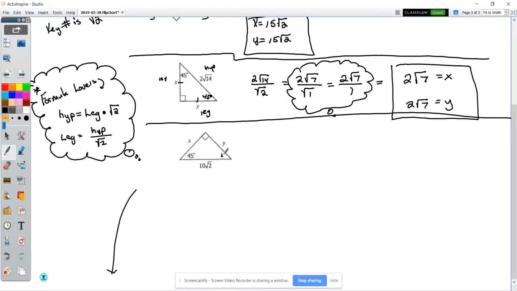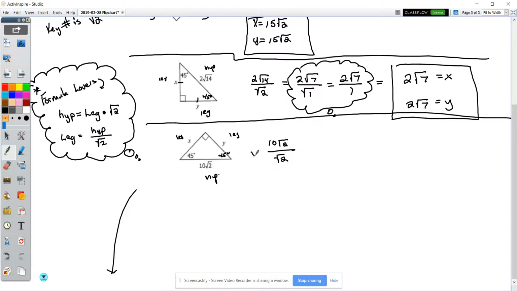This last one, 45, 45, 90, 45. This is the hypotenuse down here. This is a leg. This is a leg. And so I have the hypotenuse. I'm trying to find a leg, so I know that the hypotenuse divided by the square root of 2. So I'm going to do 10 square root of 2 divided by the square root of 2.